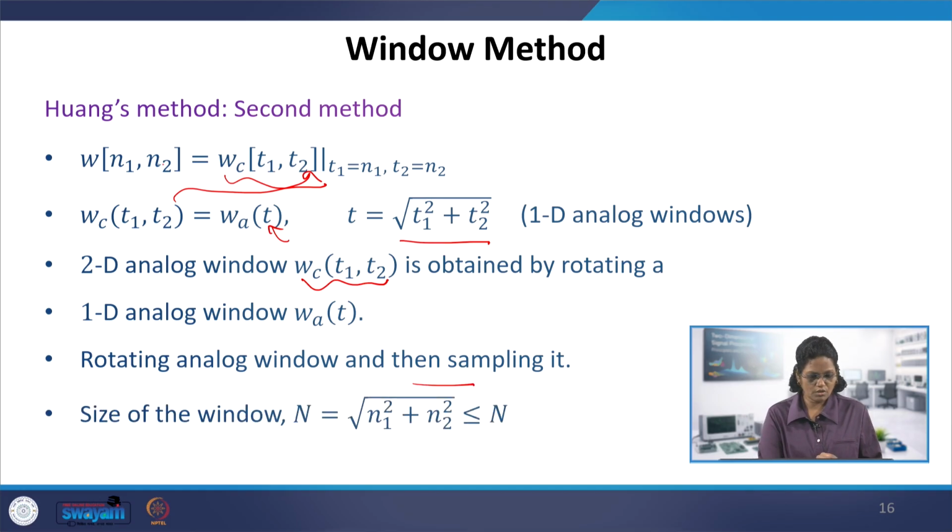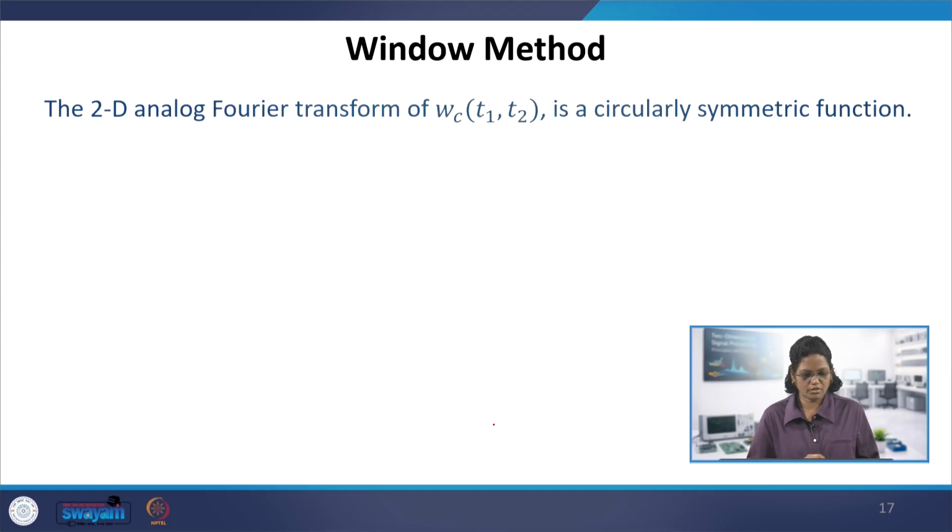So the size of the window again depends on that N, which is going to be square root of N1 square plus N2 square, because this is rotated, so that gives the number of samples in it. So the second method of window.